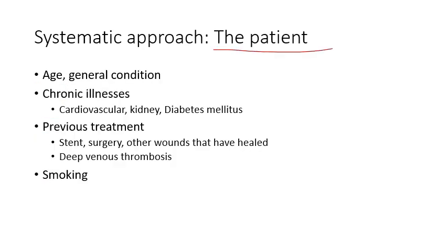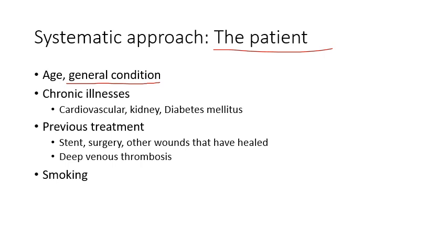Then we look at the patient. First, we look at the general condition and the age. So if this is a very young patient that is in great condition and has had a wound for a little while, it might be fairly simple to diagnose and to treat. Whereas if this is an older patient in a fairly poor condition, and that has chronic illness, this might be more of a challenge, and that's more typical of the type of patient that you might see in the clinic.